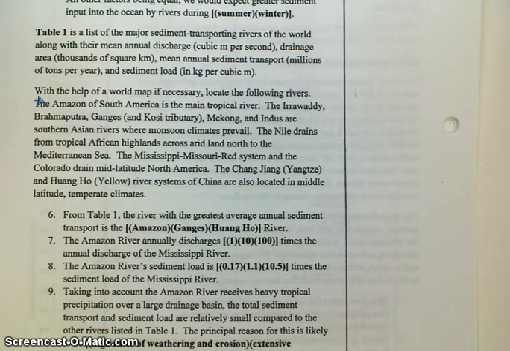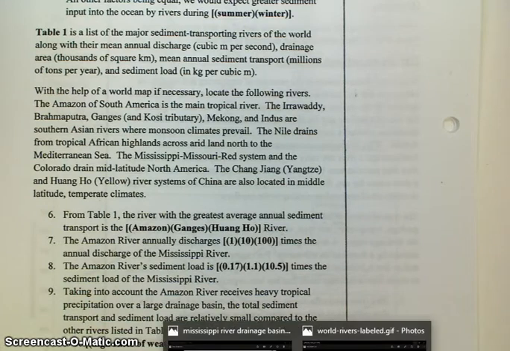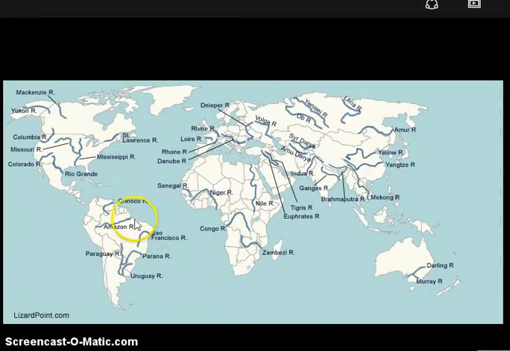With the help of a world map, if necessary, locate the following rivers. The Amazon of South America is your main tropical river. All right, I'm going to pull this image up. Here's the Amazon.